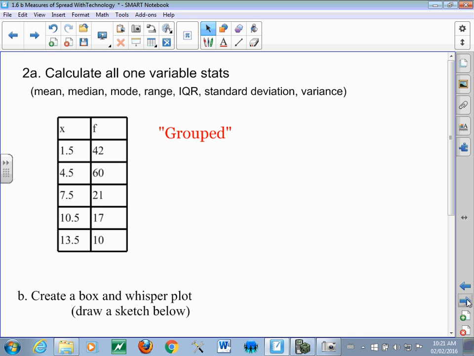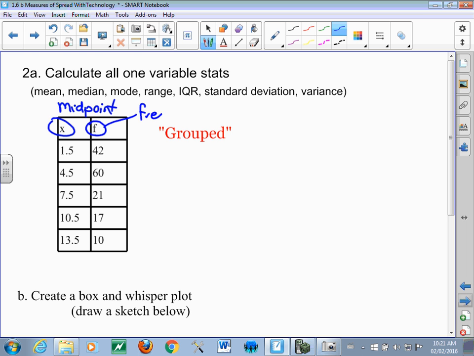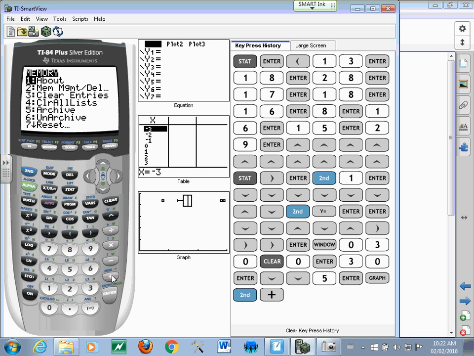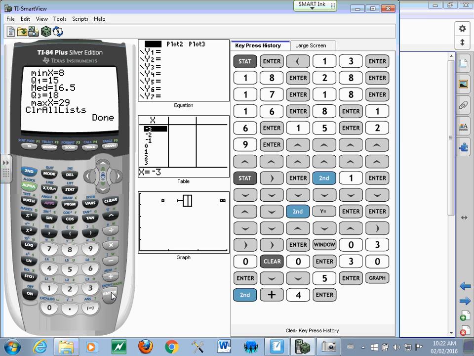So for grouped data, the X is usually represented by the midpoint of an interval, right? And F stands for the frequency. So with grouped data, that means we have to use two columns, L1, comma, L2. Before we begin, we go to our calculator. You don't need to reset everything. However, I'm going to clear the list. So on the side where it says reset, I'm just going to press second, plus sign, 4, which is clear list. Press enter. Make sure it says done.